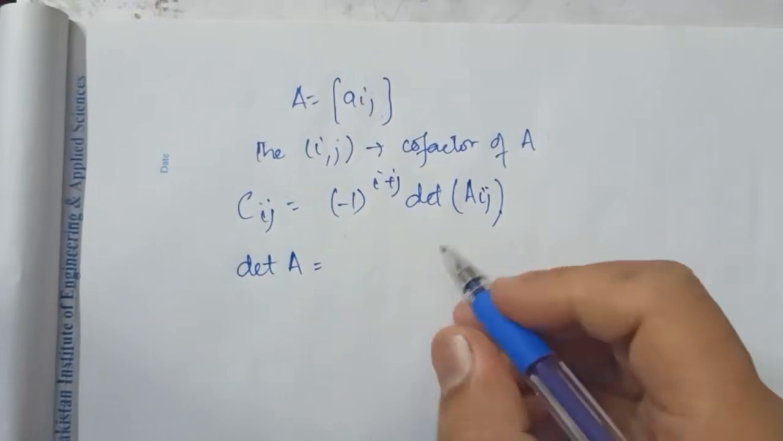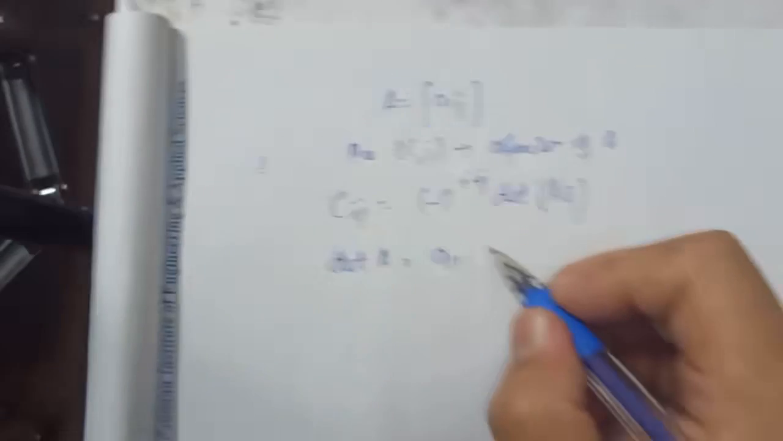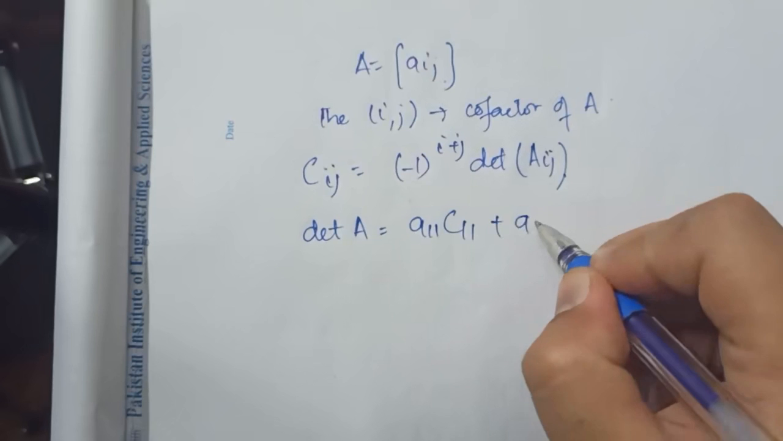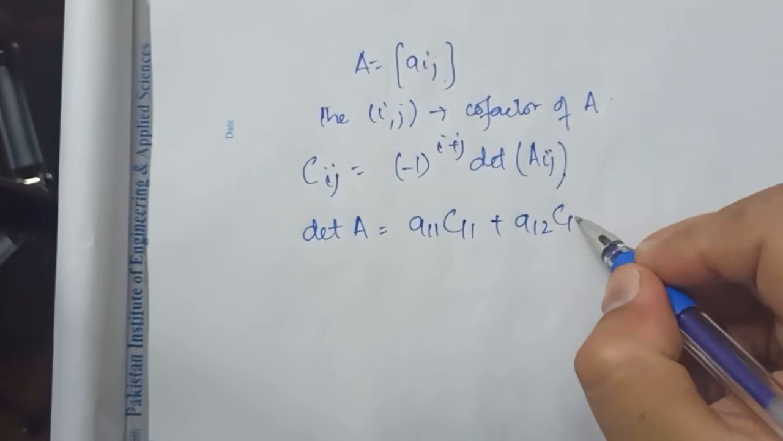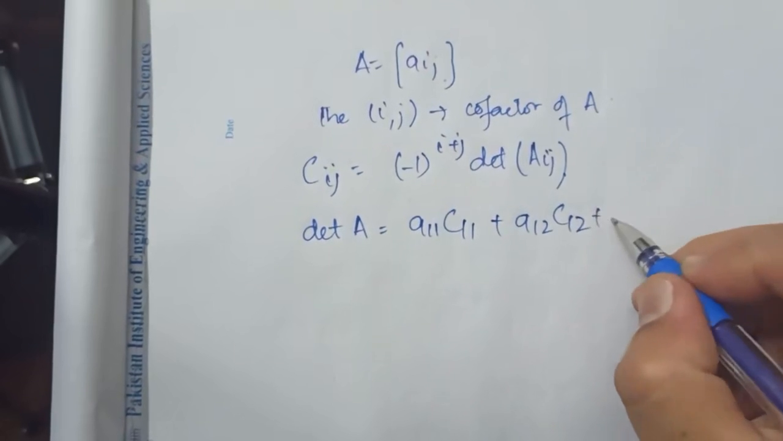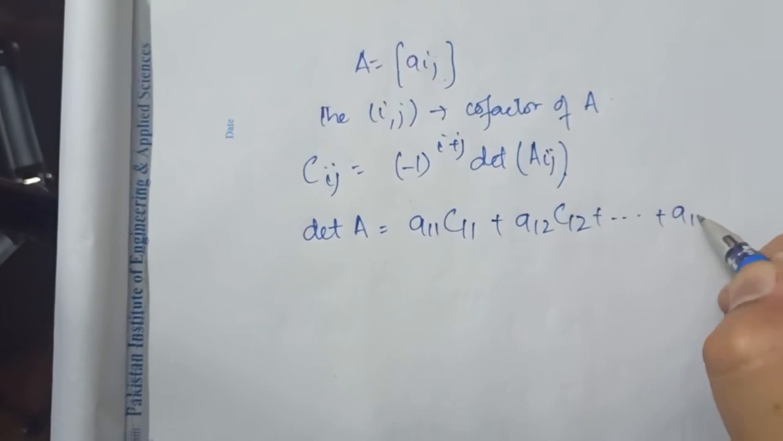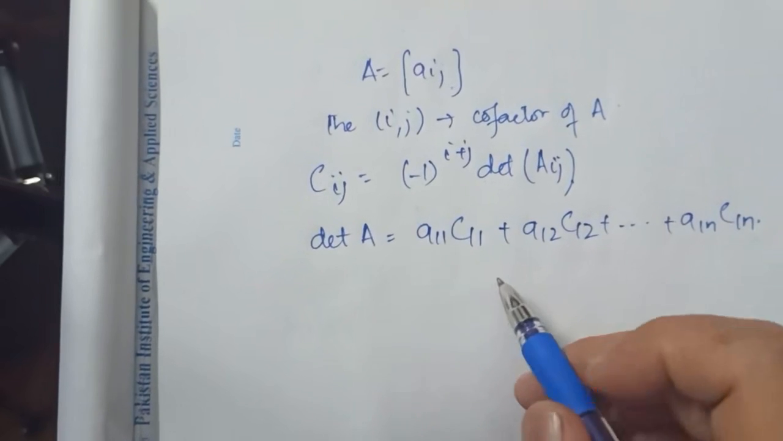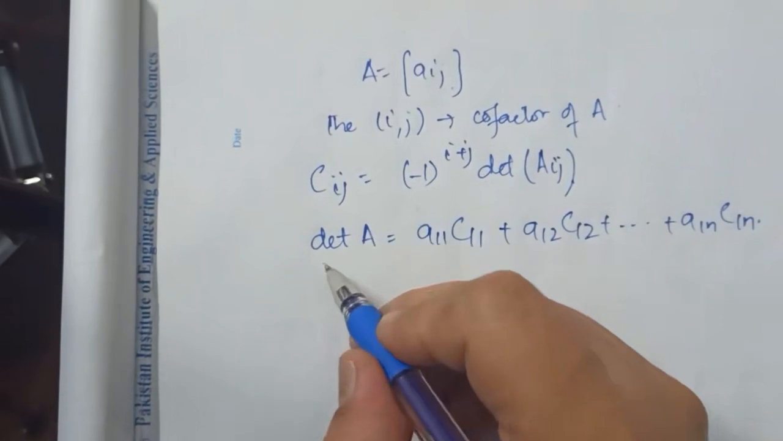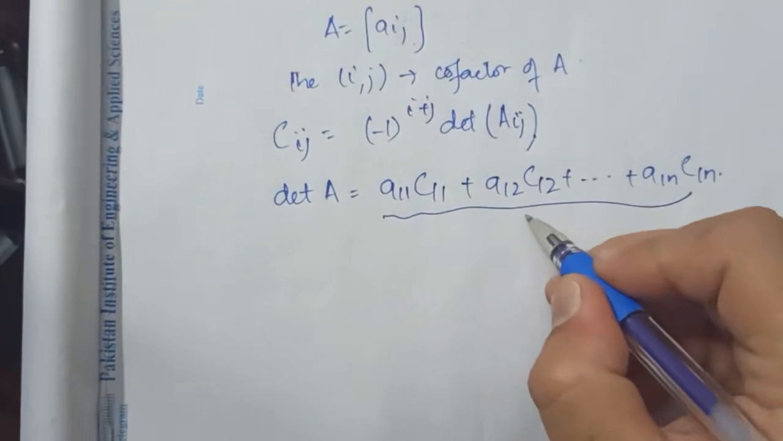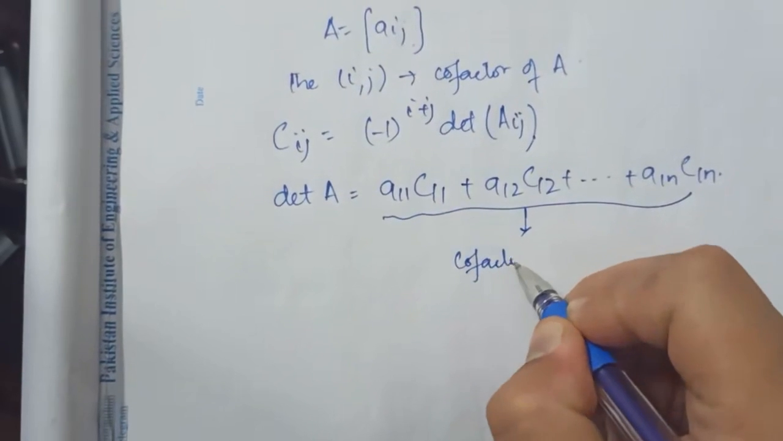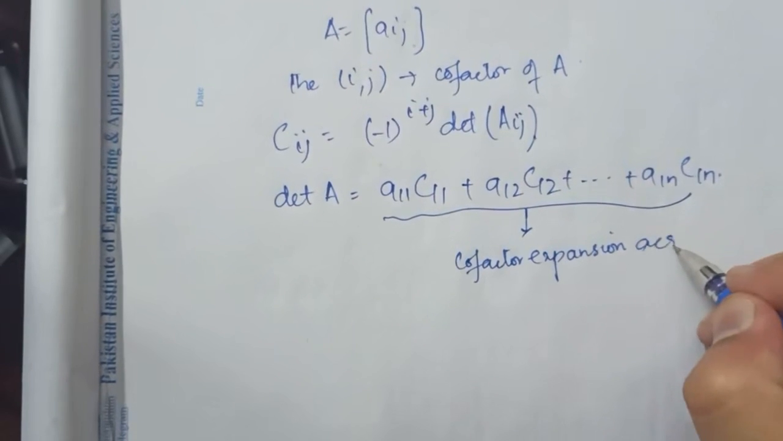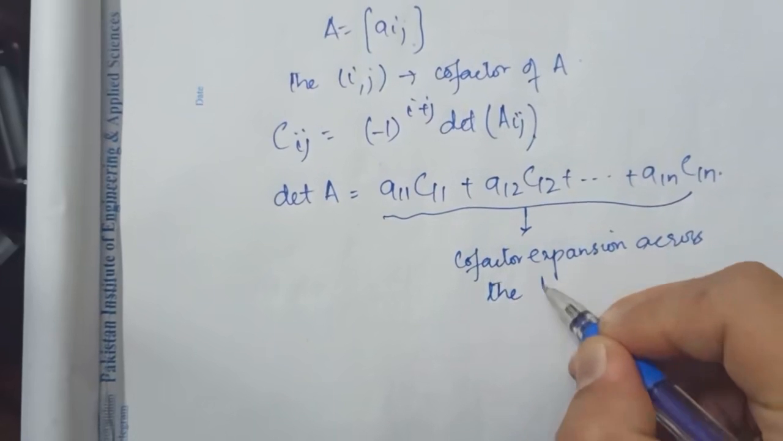Now, based on this, the cofactor expansion of A to determine the determinant of A can be written as: determinant of A equals A11 times C11 plus A12 times C12 plus ... plus A1n C1n. So this is the cofactor expansion across the first row of A.